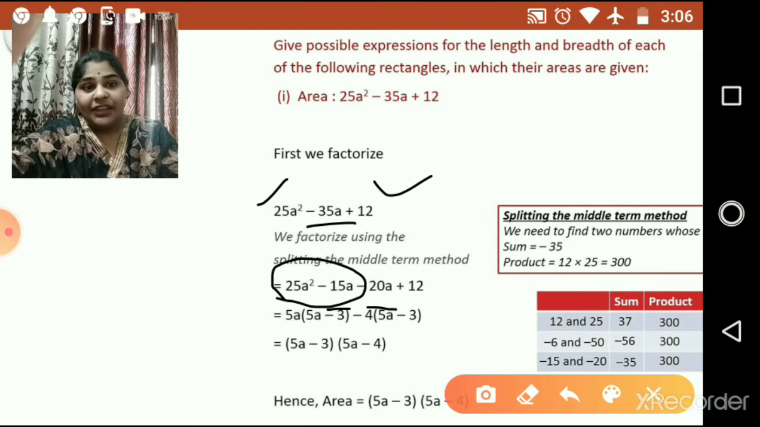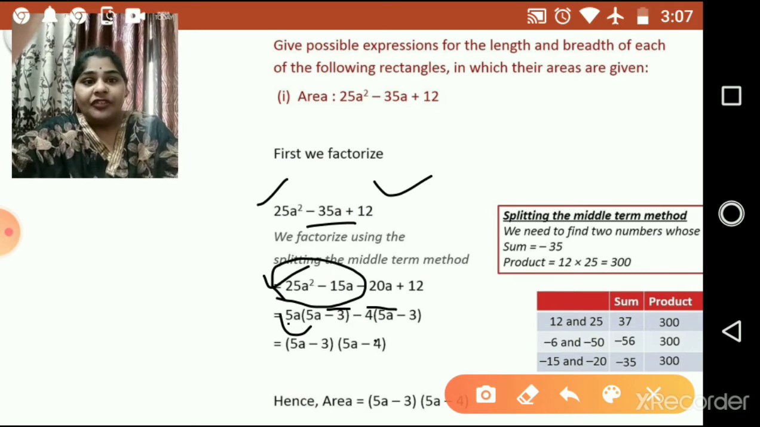That is 5a minus 3. How will you check? 5 5s are 25. A multiplied by a is 25a square. And again 5 into 3 is 15. That is 15 and a, so 15a.